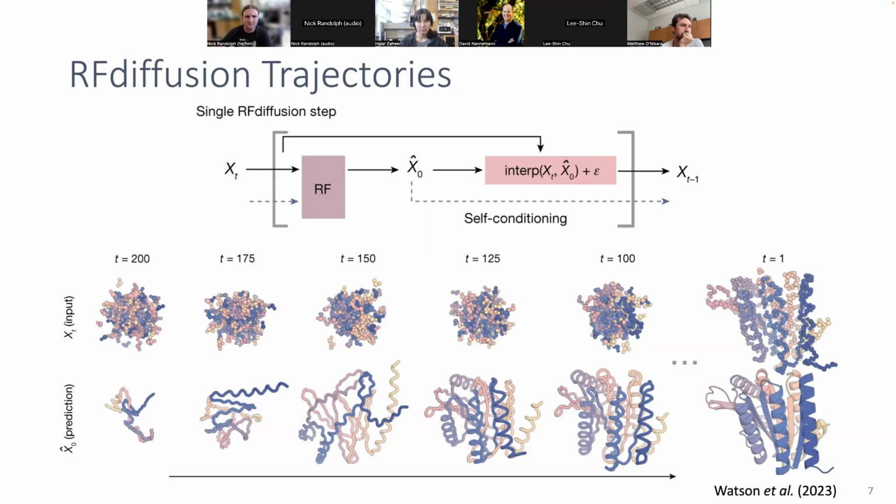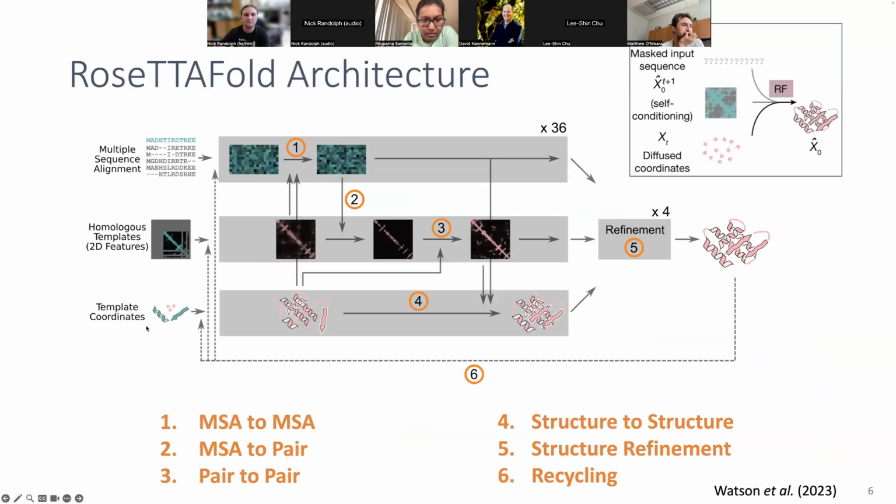Yeah, thank you. I have a question. What I could not understand is how RoseTTAFold is taking the noised coordinates and predicting an x hat of 0, because the architecture is supposed to take sequences. If you go back a slide, yeah, is this the homologous template?